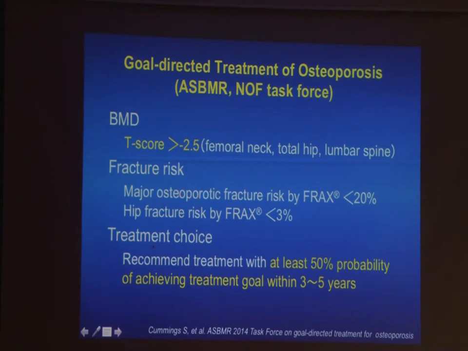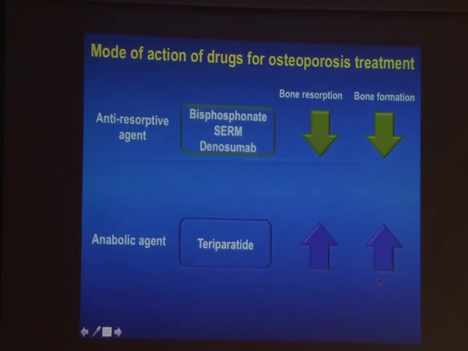But the important thing is to recommend the treatment with at least 50% probability of achieving the treatment goal within 3 to 5 years. If the goal is here, the average increase in bone mineral density has to be over 10%, either 12% or so forth. So newly developing drugs can achieve this goal, but of the already available drugs, very few can achieve it. Denosumab may do it, but those very strong drugs can be protecting from osteoporotic fractures.